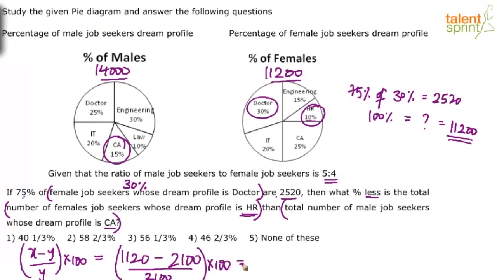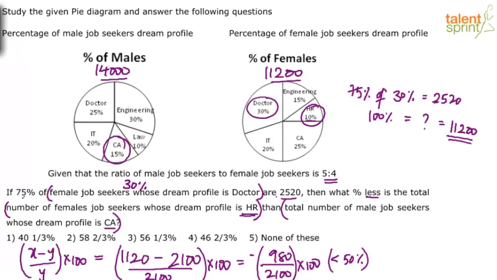So 1120 minus 2,100 is 980, right? 980 by 2,100. Do this calculation. Of course, the negative sign is there. It indicates it is less. Now you see, the denominator is 2,100. That means 100% for us is 2,100. What is 50%? 1,050. So if the numerator is 1,050, it would have been exactly 50%. But the numerator is less than 1,050. Yes or no? So the answer should be less than 50%. The first calculation that you must do here is this.